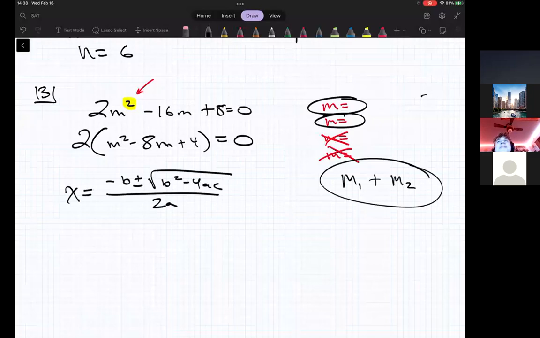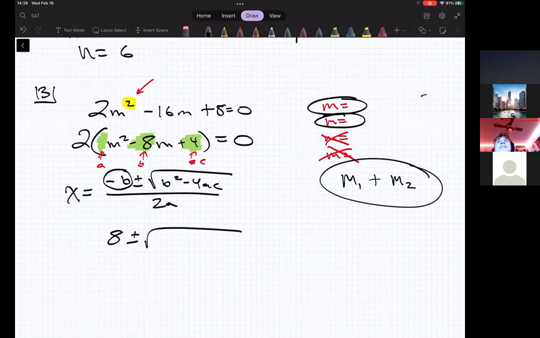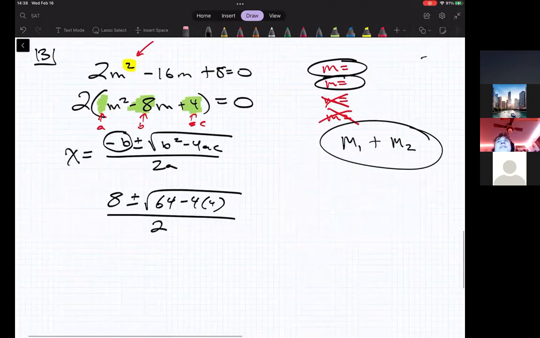I am not going to pick the original equation. I'm actually going to pick the second one. So I have a 1m squared, a negative 8m, and a positive 4, and plug those in for the corresponding values of a, b, and c. Okay, so if I plug those in, I end up getting opposite of negative 8. This is opposite of b, so opposite of negative 8 is 8, plus or minus square root b squared, so that's 64 minus 4 times 4, all over 2 times a, so that's just 2, okay?